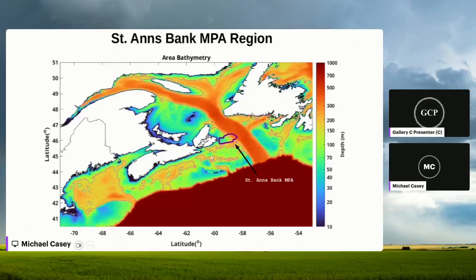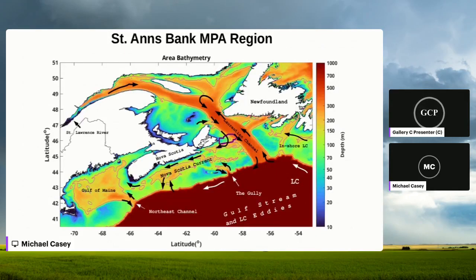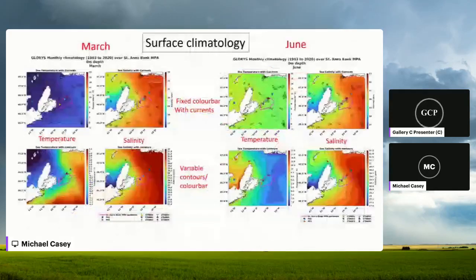So the St. Anne's Bank is located here on the Scotian Shelf. And the main water sources are water from the western Gulf of St. Lawrence that goes around Cape Breton through the Cabot Strait, through the MPA and onto the Scotian Shelf. And also the deeper layers of the Laurentian Channel, we have water from the Laurentian Channel going back and forth there. And at the surface, we have water from the Newfoundland Shelf and the eastern Gulf of St. Lawrence coming down through the Cabot Strait onto the MPA, causing some interesting fluctuations.